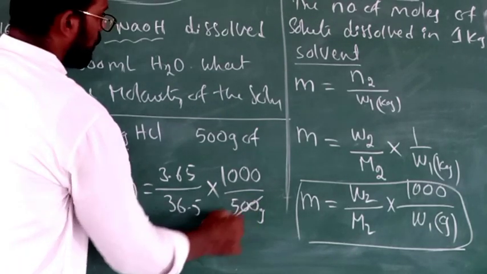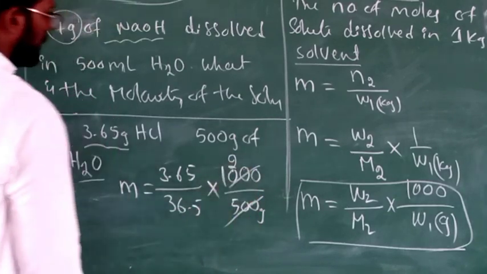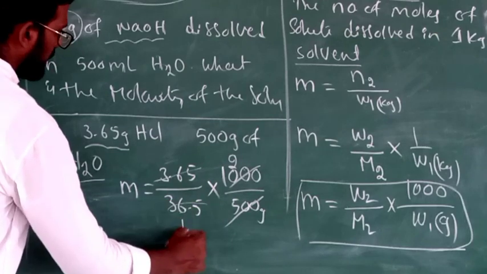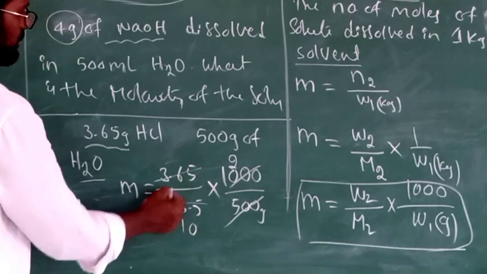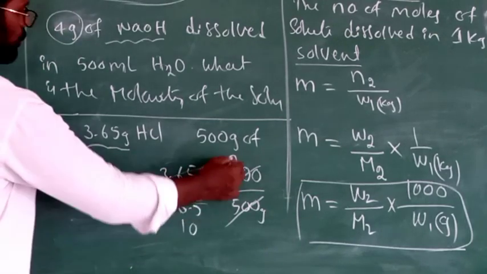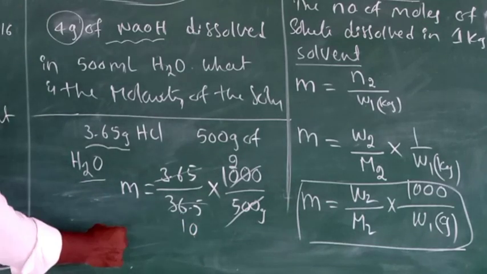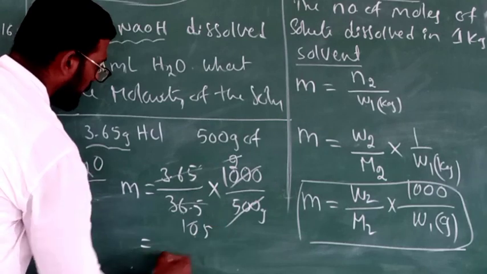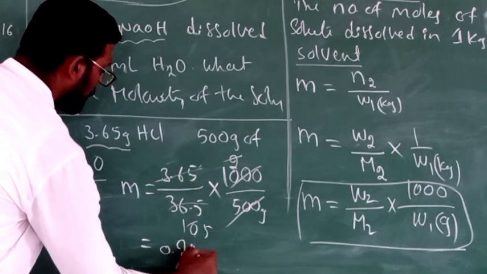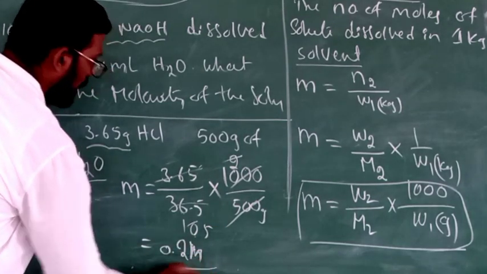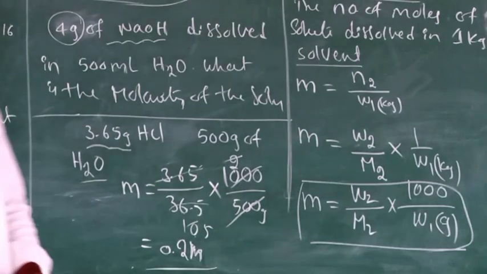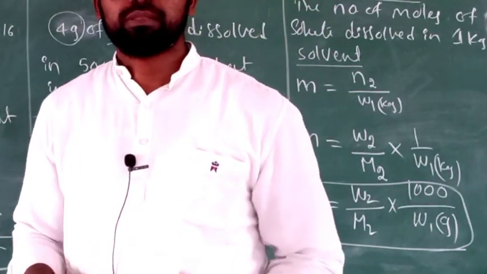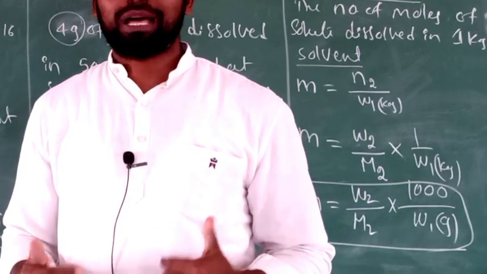Now 500 ones, 500 twos. Now here 3.65 ones, 3.65 tens. This is 36.5. This is 3.65. That means 2 by 10 we'll get here. 2 by 10 means 1 by 5. 1 by 5 is 0.2 molal. Small m, molal. If it is molarity, capital M we will write, that is pronounced as molar.